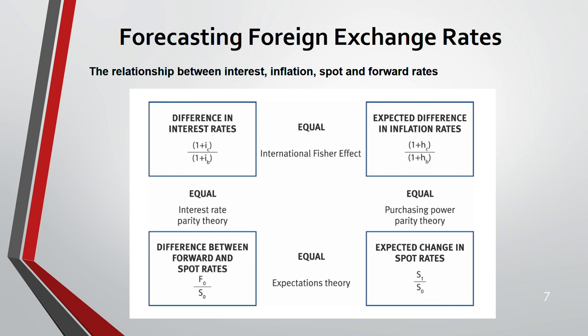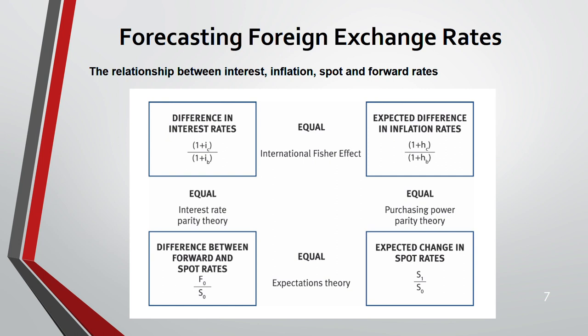You see 1 plus IC. Just look at the top box on the left hand side, the differences in interest rate box. 1 plus IC, that is 1 plus interest rate of the counter currency, divided by 1 plus interest rate of the base currency. Counter currency comes up, base currency is always down. If the base currency is down for the interest rate, inflation also will work in the same way. Inflation of the base currency will be down. It's the same.